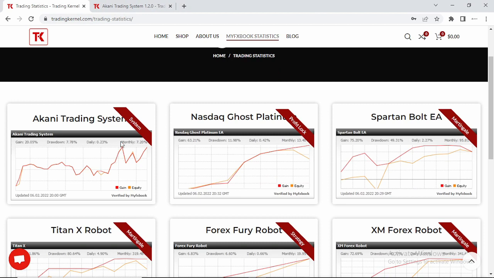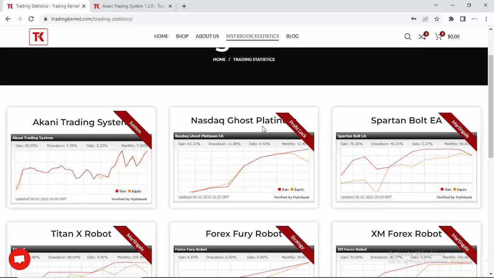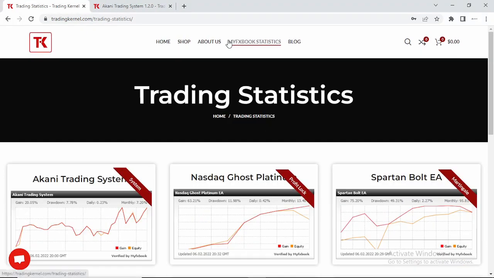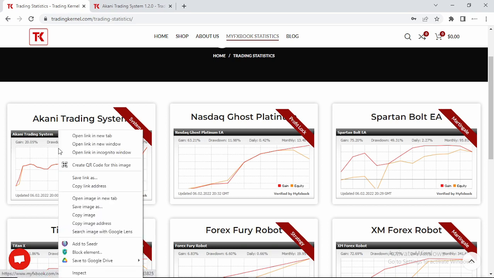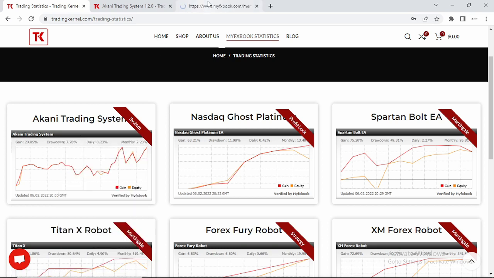You can see this is Trading Kernel here. We have the MYFXBOOK statistics. This is where you can find the statistics of some of our trading softwares. Firstly we have Akani Trading System. Let me just open this up on MYFXBOOK to be clear here. You can see Akani Trading System is currently up about 20%, with a 7% drawdown.